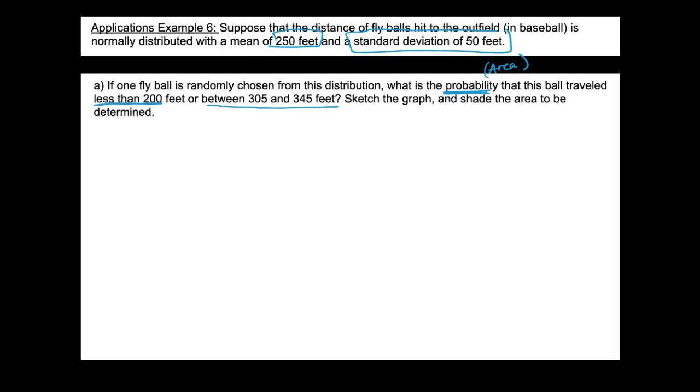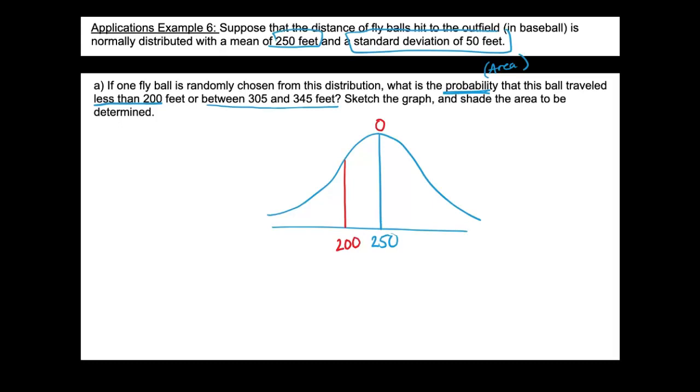So let's first sketch the graph. I'm going to put the mean of 250 in the middle. And remember, this has a z-score of 0. And we've got a standard deviation of 50. And so they're asking me, what's the probability that the ball traveled less than 200? So I'm going to draw a line where 200 might be. That would be less than 250, so I draw it to the left. And since it's asking less than that, I'm going to shade everything to the left of that.